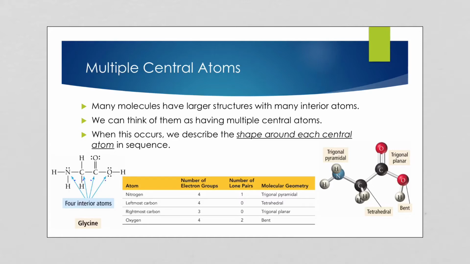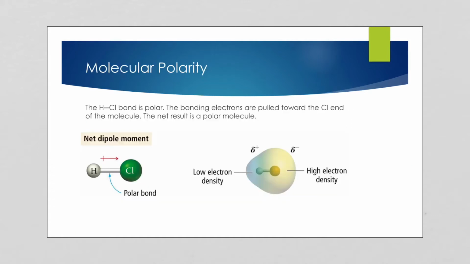Right? And so we go through that process for each of the central atoms. And so we end up with a nitrogen that's a trigonal pyramid. We end up with a carbon that is a tetrahedron. We end up with another carbon that's a trigonal planar. And an oxygen that is a bent geometry, right? And so that's how we're going to approach molecules that have more than one central atom. Okay, so now let's jump into polarity.